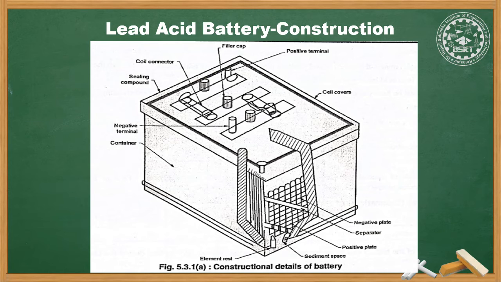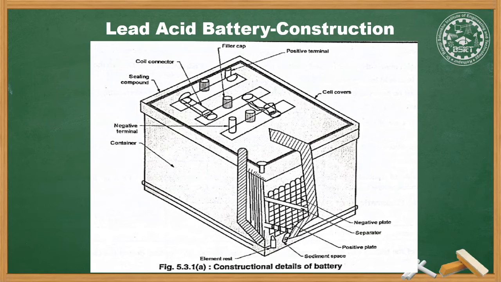Now the first component is the container. The container is constructed in a single piece and made of acid resistant hard rubber, plastic or a composition, and it is divided by partitions into compartments for individual cells. Second, grids and plates. The battery plates are made of lead alloy containing 6 to 8% antimony, which makes them resistant to electrochemical corrosion and gives them strength and rigidity. The plates are in the form of grids. A number of positive and negative plates and separators are there in a cell.